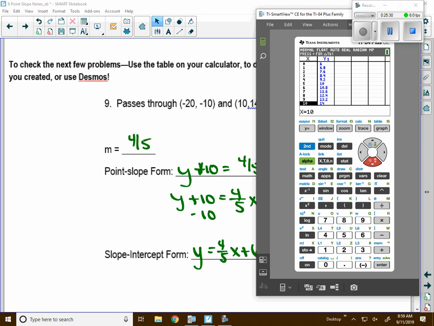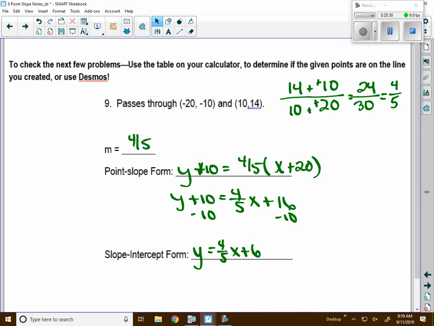Okay, so TI Inspire. Bear with me because for some reason they haven't updated the software for my TI Inspire.